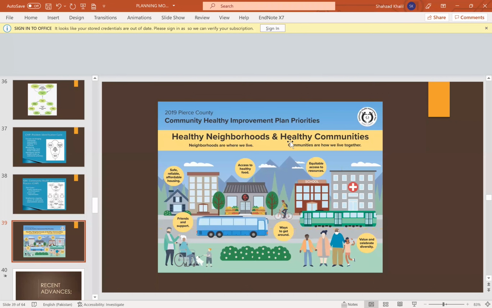So it's about healthy neighborhoods and healthy communities. Neighborhoods are where we live, and communities are how we live together. So: safe, reliable, affordable housing, friends and support, access to healthy food, ways to get around, equitable access to resources like schools and hospitals, and valuing and celebrating diversity.